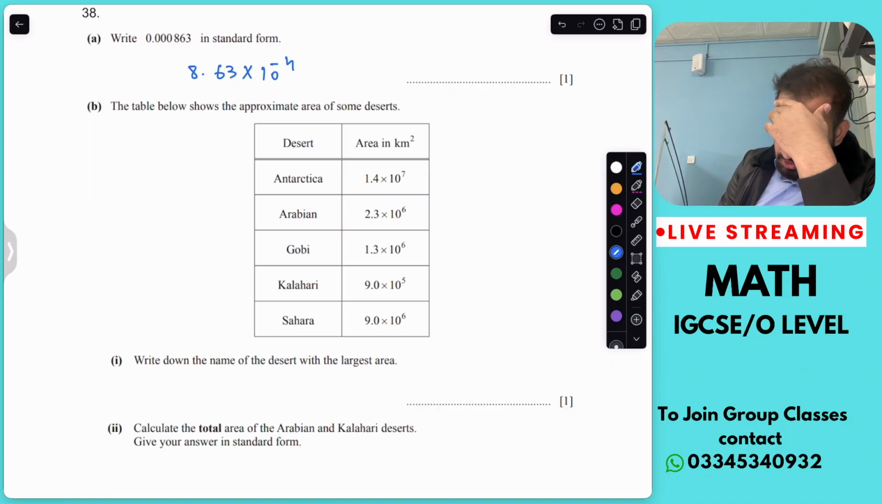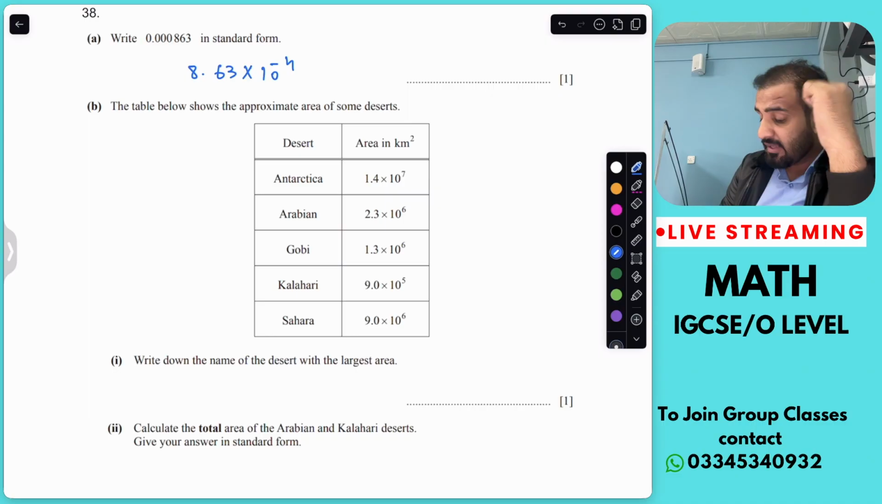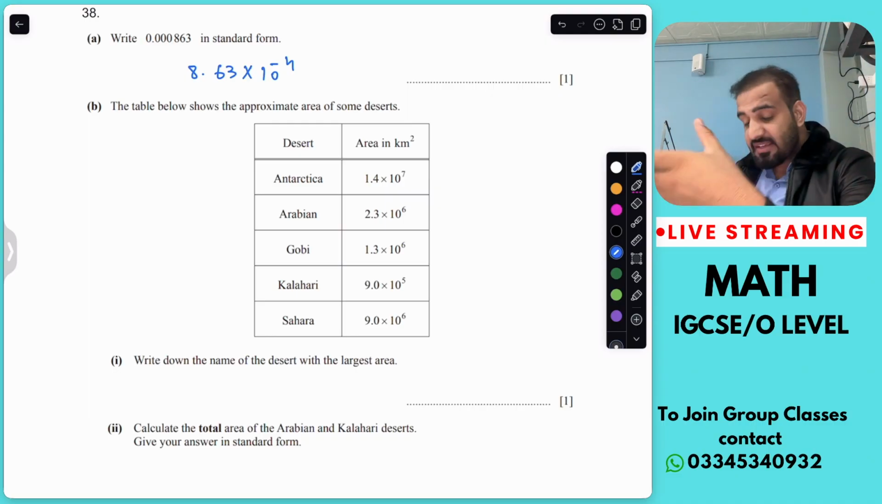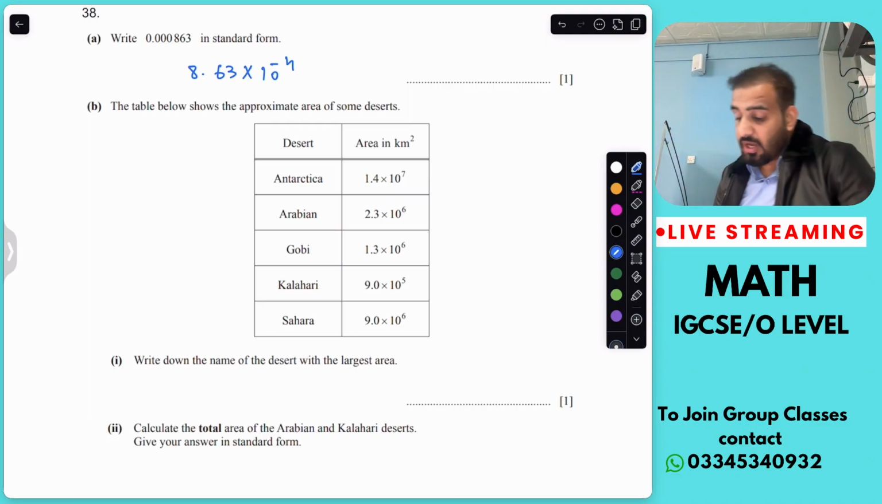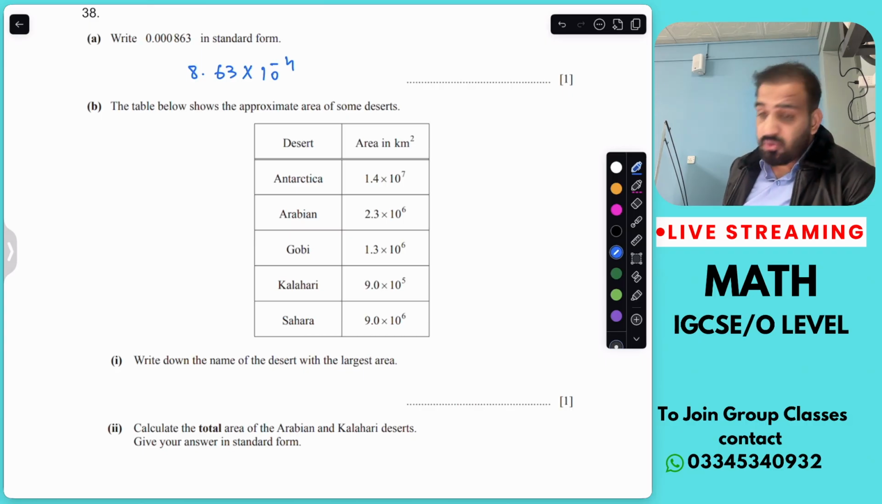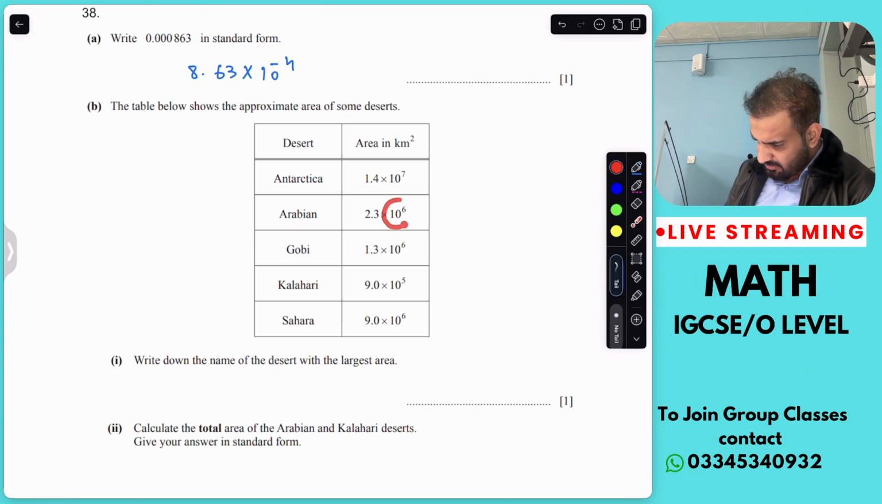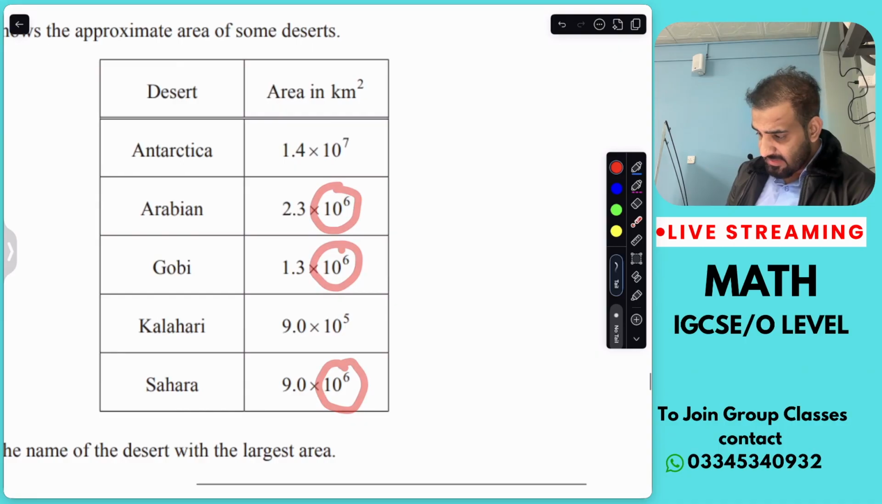The table below shows the approximate area of some deserts: Antarctica, Arabian, Gobi, Kalahari, and Sahara. Write down the name of the desert with the largest area. So largest area means largest value in standard form. How to compare these values first of all? Look at the powers. Most of the powers are 6, so try to convert every power to 6.